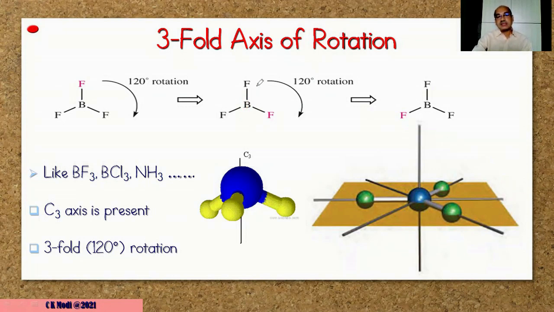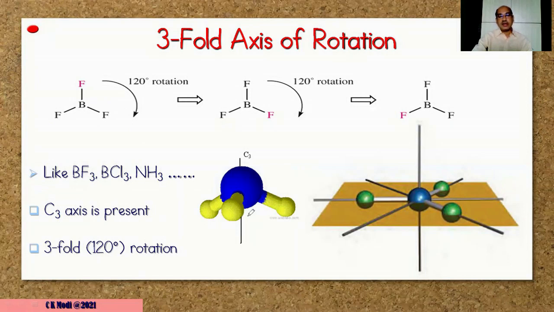Again, on the same axis, look at this axis. If we perform another operation, after 120-degree rotation, this fluorine comes over here, this fluorine comes over here, and this fluorine comes over here. And we are getting the equivalent structure. So all these structures are equivalent. Therefore, this molecule has an axis of rotation, which is situated on the Z-axis.